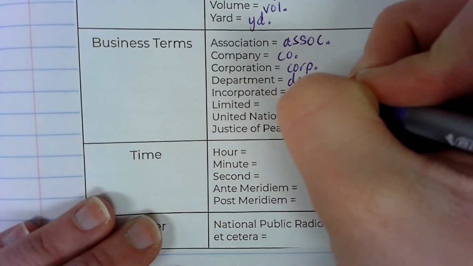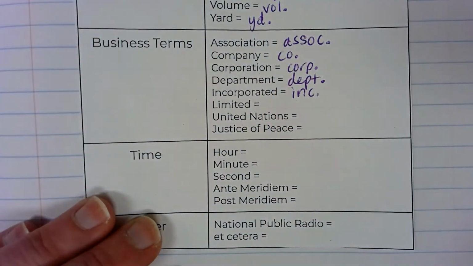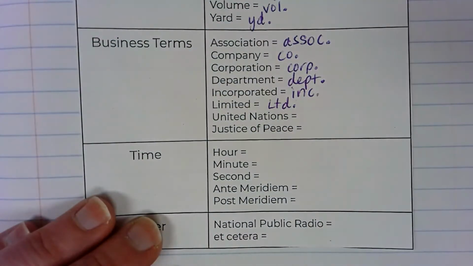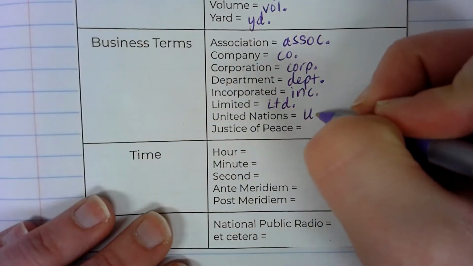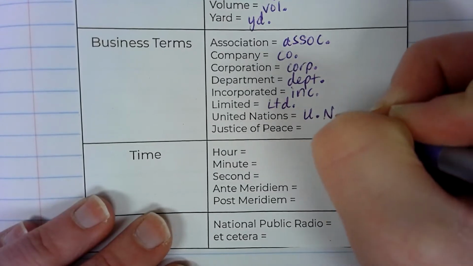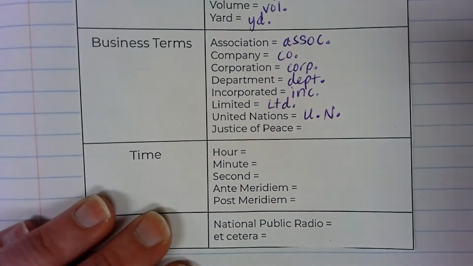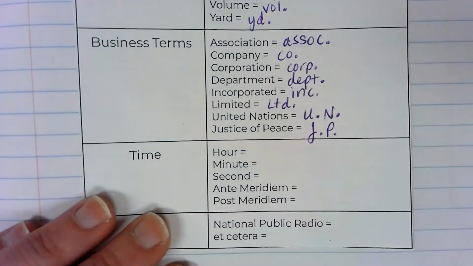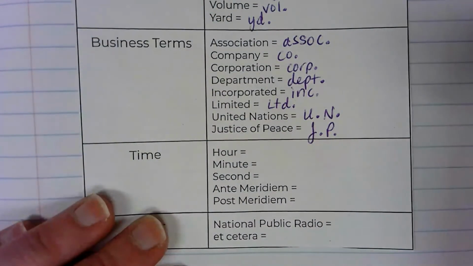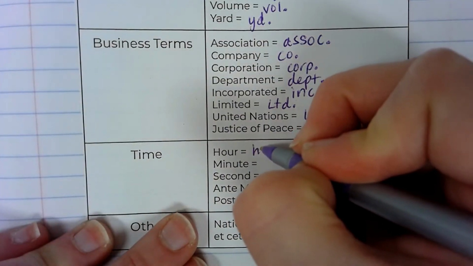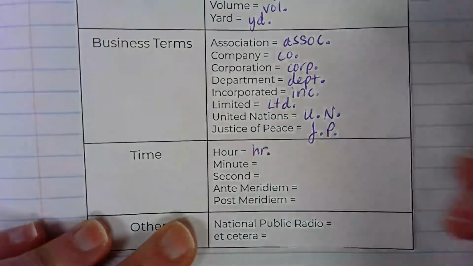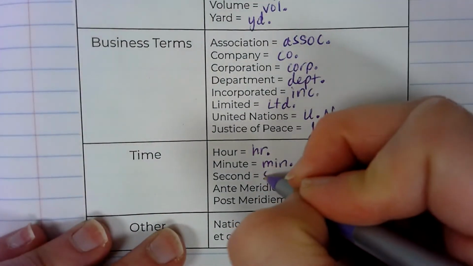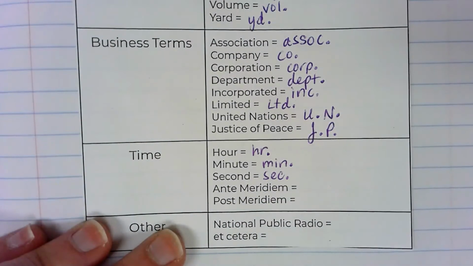Incorporated, kind of like Monsters Incorporated, Monsters Inc. Limited is capital LTD period. United Nations is capital U period, capital N period. And then Justice of Peace, which would be a judge, capital J period, capital P period. Time, hour is lowercase hr period. Minute, MIN period. Second is SEC period.